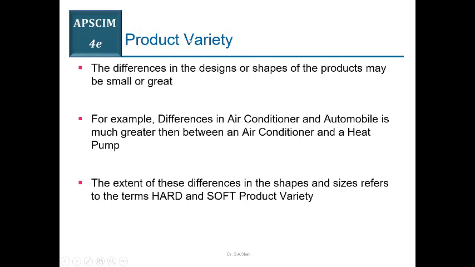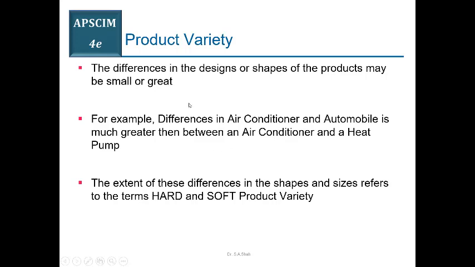प्रोडक्ट वैरायटी की तरफ जब आप जाते हैं तो it is basically the differences in between two batches, or you can say in between two parts or two products. So the differences in the designs or shapes of the products may be at the smaller level, it may be at the larger side. For example, differences in air conditioner and automobile is much greater than in between an air conditioner and a heat pump.